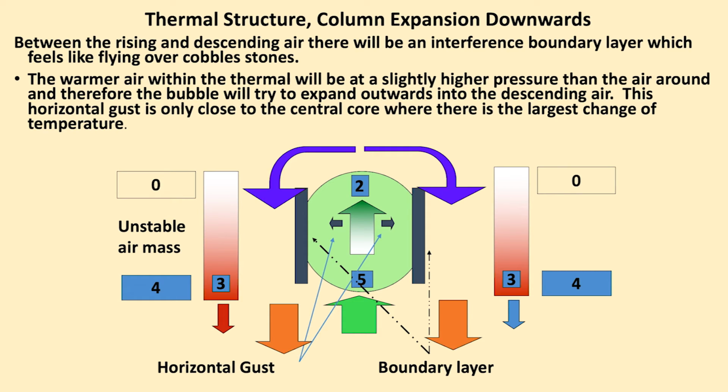Thermal structure then. We have a column expansion downwards. Between the rising and descending air, there will be an interference boundary layer which feels like flying over cobblestones. The warmer air within the thermal will be at a slightly higher pressure than the air around, and therefore the bubble will try to expand outwards into the descending air. This horizontal gust is only close to the central core, where there is the largest change of temperature.